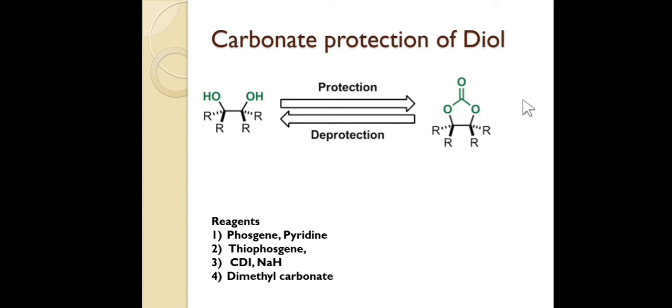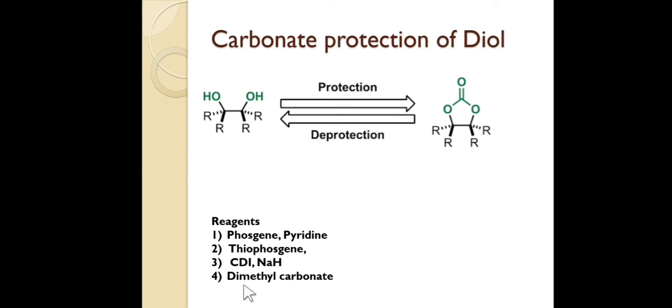Okay, so carbonate protection looks like this, and if we deprotect this carbonate, after deprotection we get the diol. So friends, how can we do the carbonate protection? We can use phosgene in the presence of pyridine, thiophosgene in the presence of pyridine, CDI in the presence of base, or we can use dimethyl carbonate.